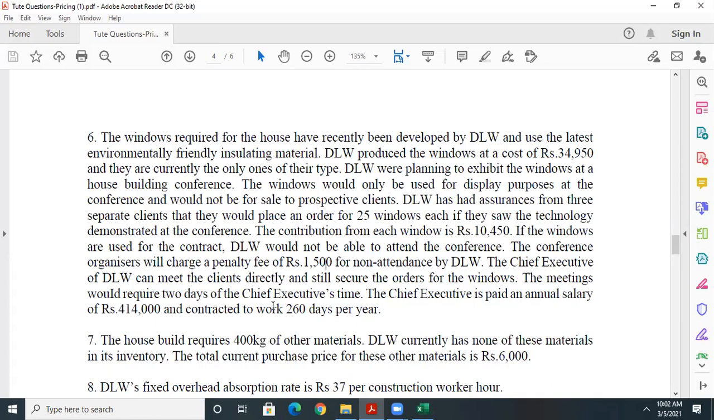The meeting would require 2 days of the chief executive's time. Chief executive time එකකින් දවස් දෙකක් යනවා වැඩේට. The chief executive is paid an annual salary of rupees 414,000 and contracted to work 260 days per year. Chief executive අවුරුද්දකට දින 260ක් වැඩ කරනවා. වාර්ෂිකව 4,14,000ක වැටුපක් ගෙවනවා. මේ තත්ත්වය යටතේ මොකක්ද relevant cost එක වෙන්නේ? What would be the relevant cost as you think? So if the situation is this, what may be the relevant cost? Have a guess?